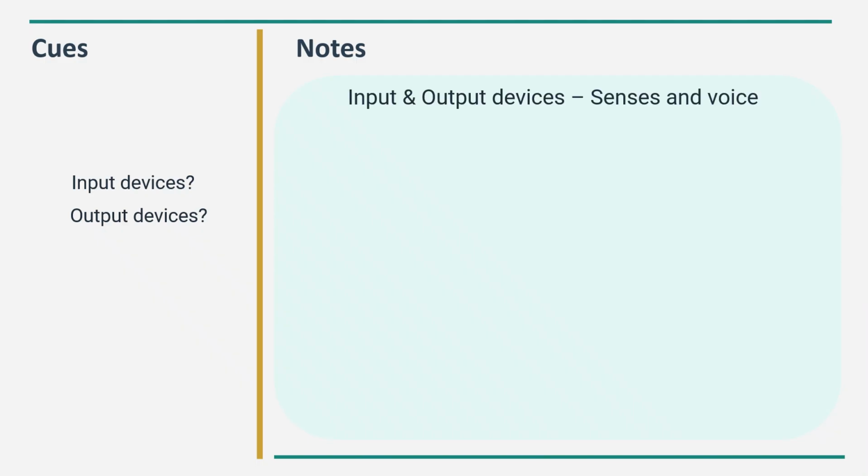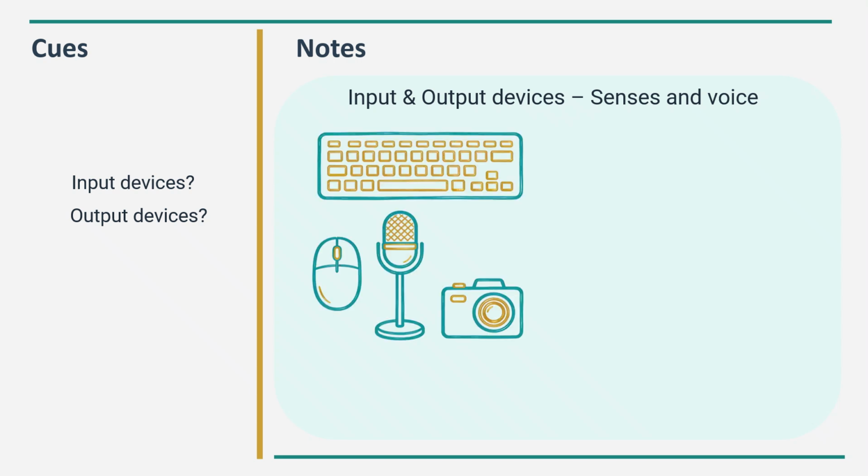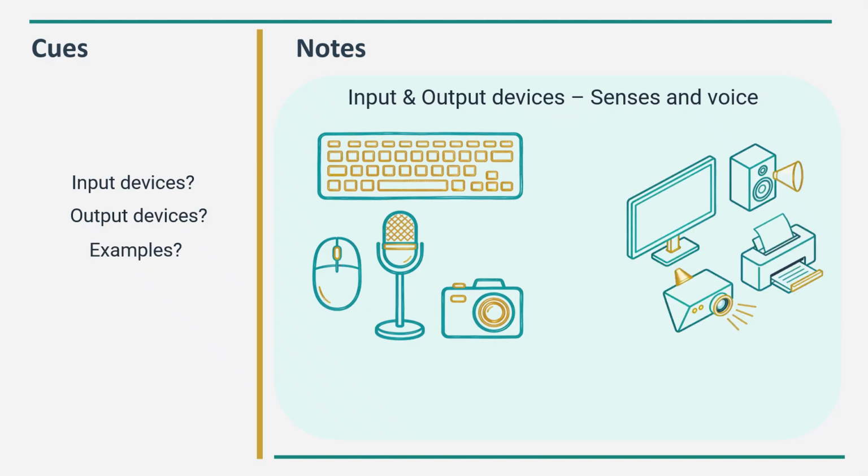A person needs senses, our eyes, our ears, and touch to get information, and ways to communicate, which is to speak, to write, or to move. Computers are the same. Input devices are our senses, and examples include the keyboard, mouse, mic, and camera. Output devices are how computers communicate back. They include the screen, printer, speaker, and projectors.